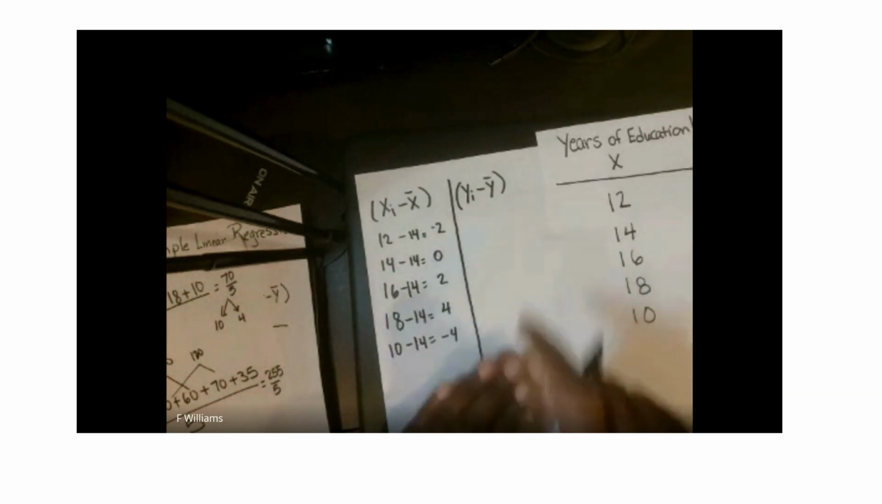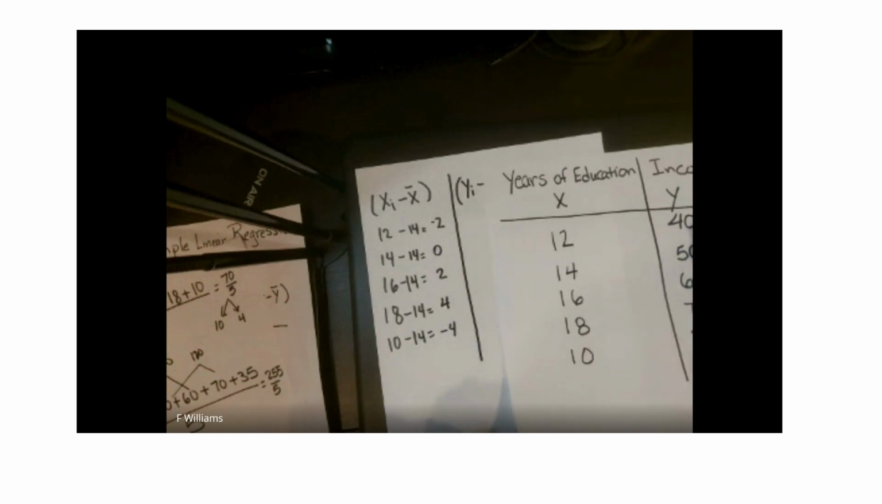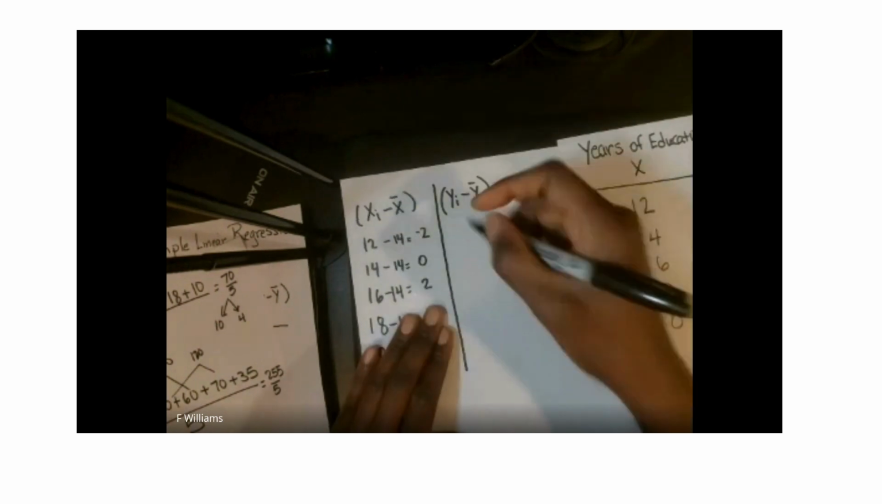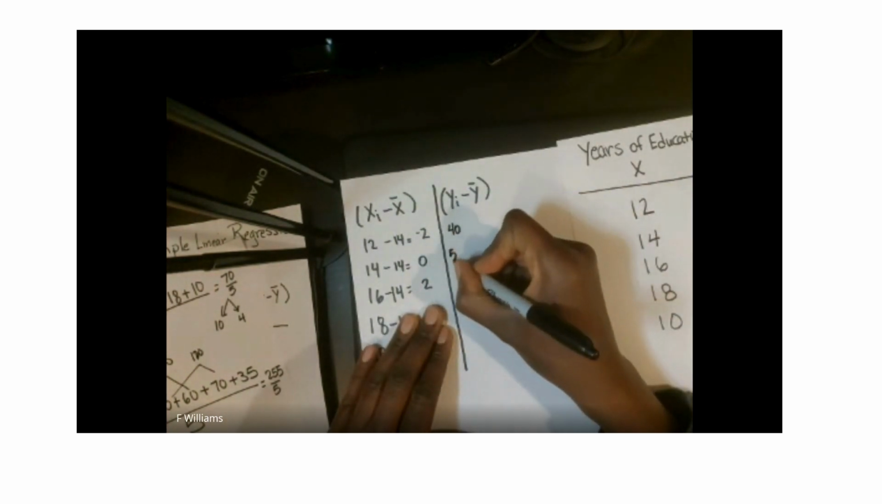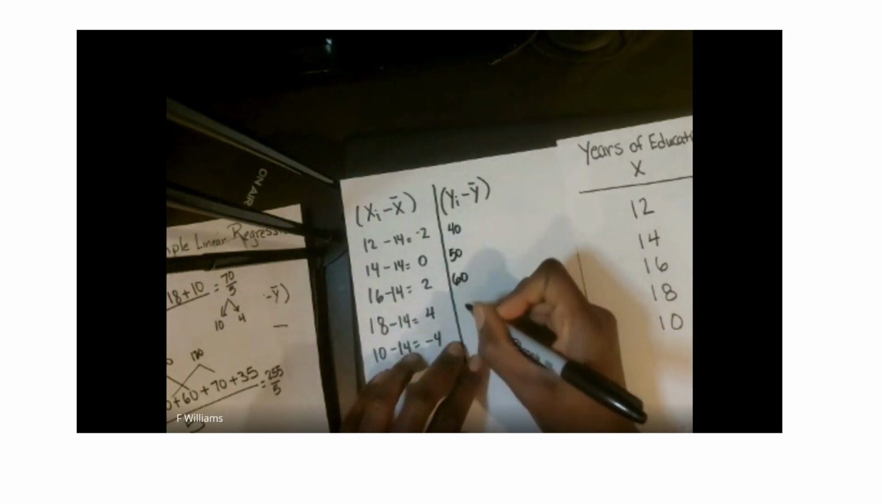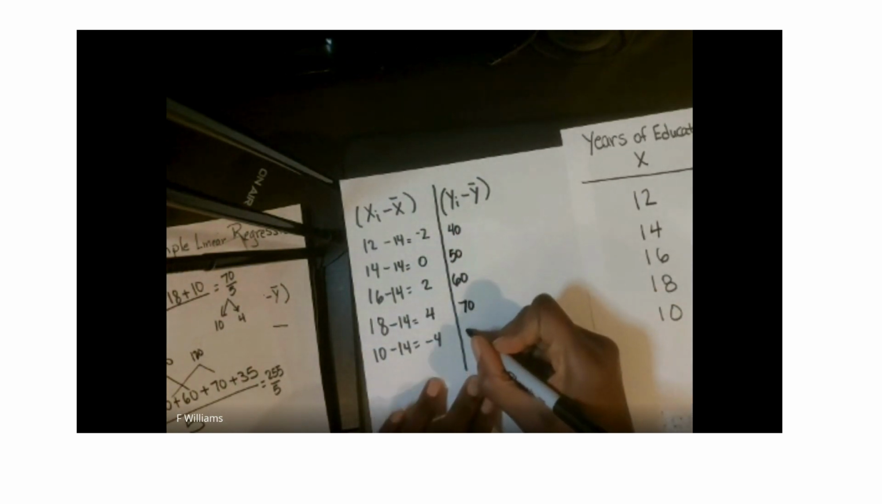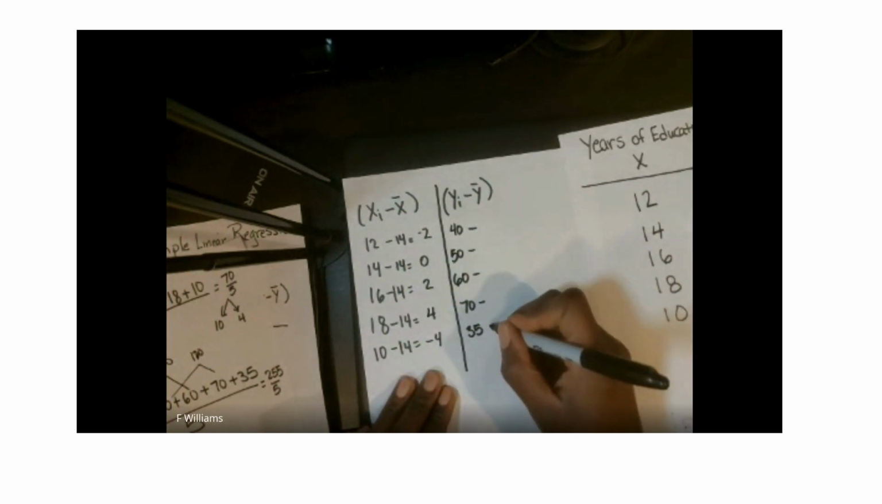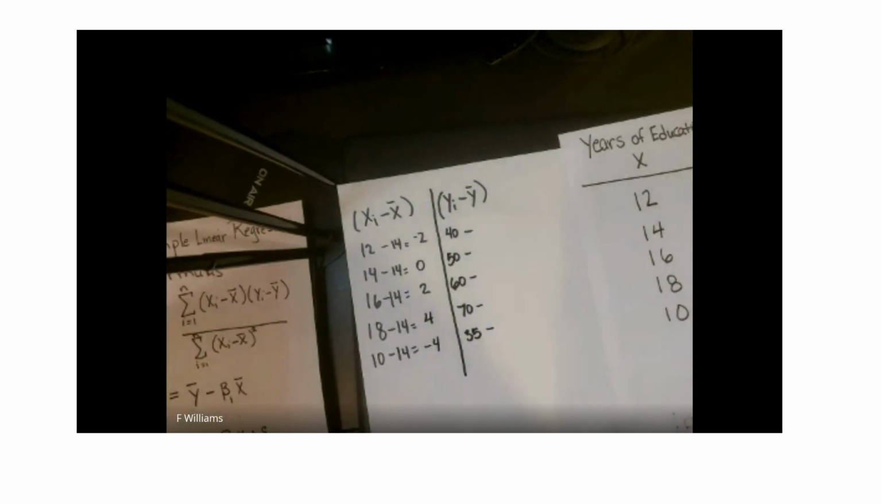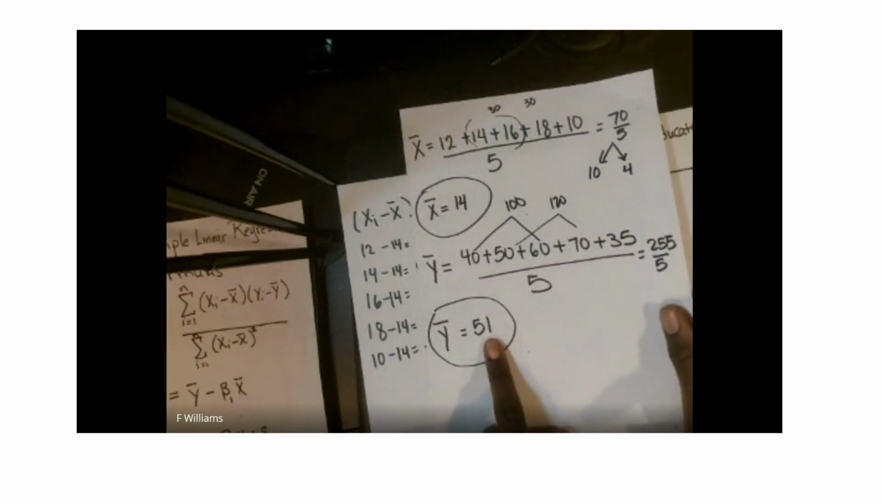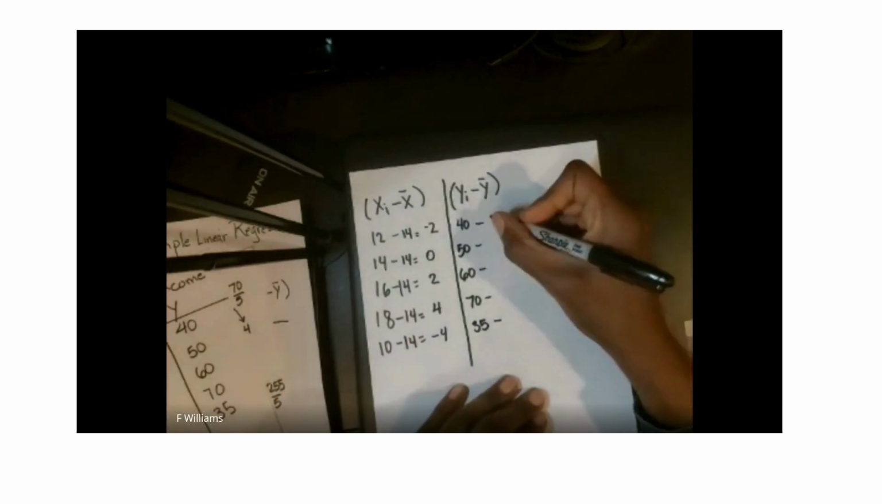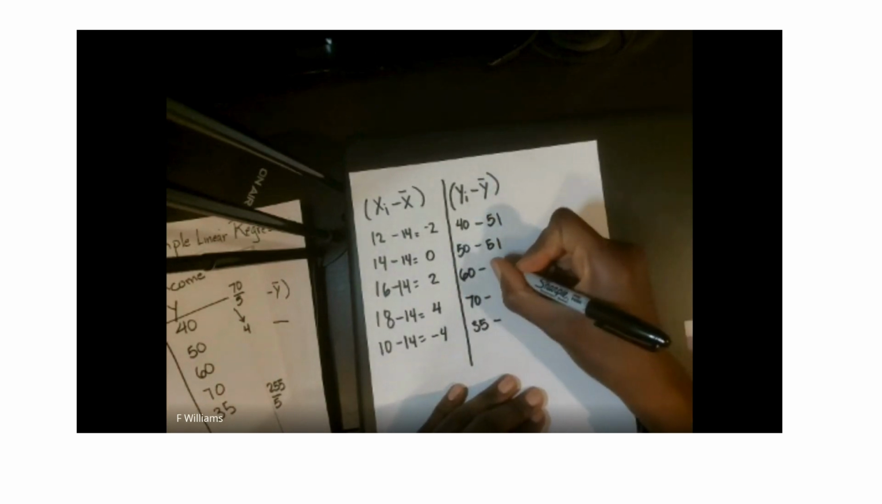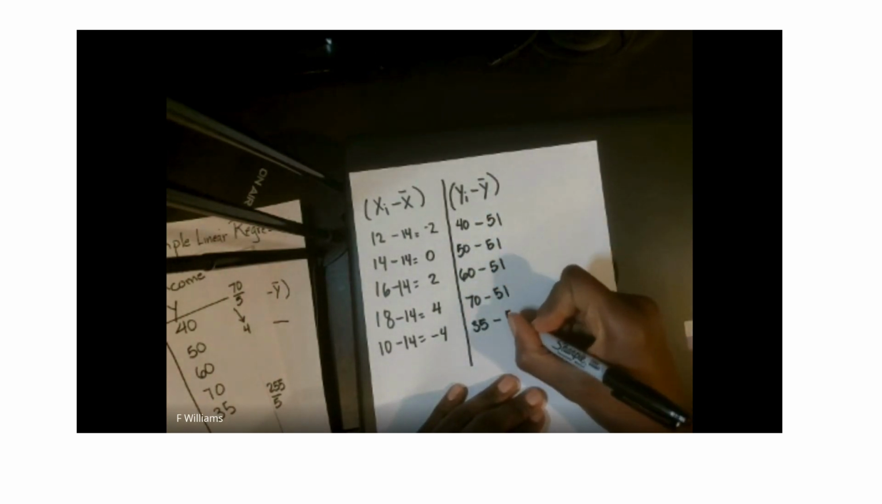We have our yi minus y bar. We'll do the same thing for that. Remember that this is 40, 50, 60, 70, and so forth. So what we're going to do is put in 40, 50, 60, 70, and our 35. And we're going to subtract each one of the incomes from the average income, which is 51. So 51 is the average income. We're going to take that and do a subtraction. This minus 51.